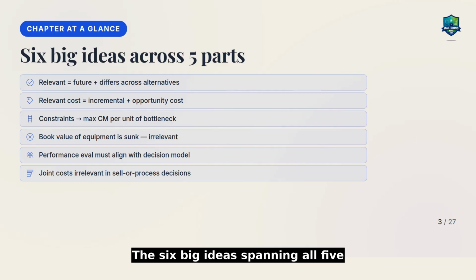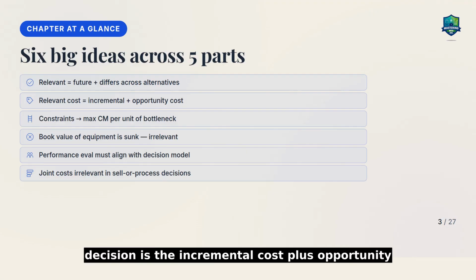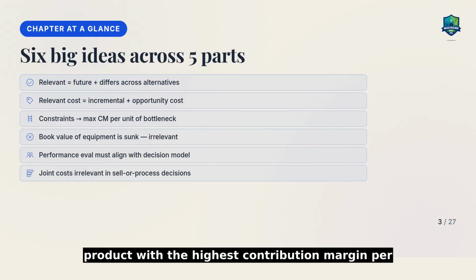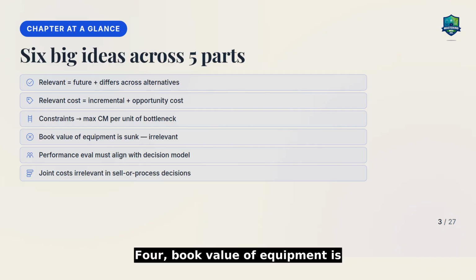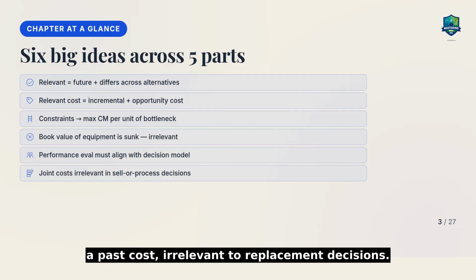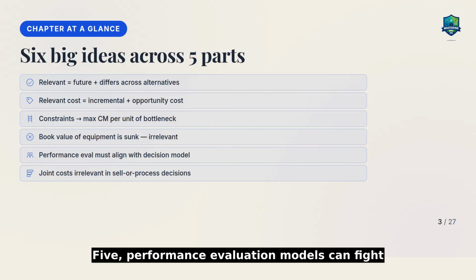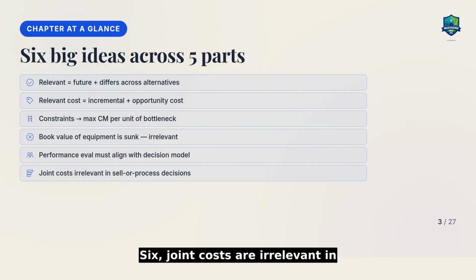The 6 big ideas spanning all 5 parts. 1. Relevant means future and differs across alternatives. 2. The relevant cost of a decision is the incremental cost plus opportunity cost. Allocated costs are irrelevant. 3. Under capacity constraints, pick the product with the highest contribution margin per unit of the bottleneck. 4. Book value of equipment is a past cost, irrelevant to replacement decisions. 5. Performance evaluation models can fight with decision models, and managers need to align them. 6. Joint costs are irrelevant in sell or process further decisions.